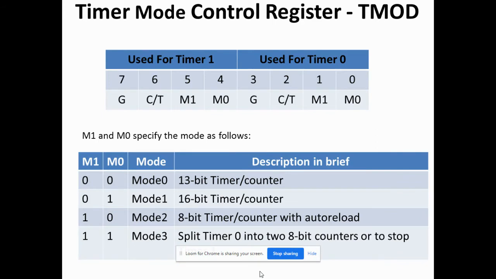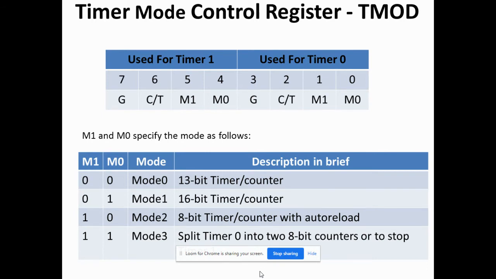Now we will see different registers used in timers of 8051. The first register is timer mode control register, that is TMOD register. This is an 8-bit register. Lower 4 bits, from bit number 0 to 3, are used for timer 0, whereas upper 4 bits from bit number 4 to 7 are used for timer 1. These timers can work in 4 different modes called Mode 0, Mode 1, Mode 2 and Mode 3, and for selecting any one of these modes, bits M1 and M0 can be used.